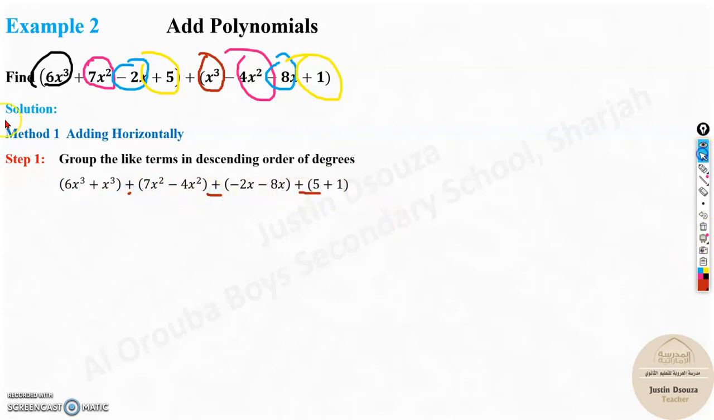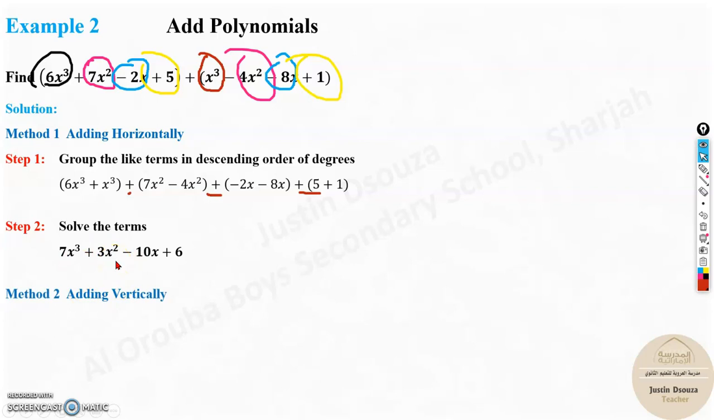Okay, now when you find the addition, 6 plus 1 is 7, 7x cubed. Now what about this? You need to do 7 minus 4, that will be 3. So let's solve them. It will be 3x cubed. And what about over here? Minus and minus will be a minus sign, but add them up. So it will be minus 10x. And lastly, 5 plus 1 is 6. That's it. Now over here, that's the answer.